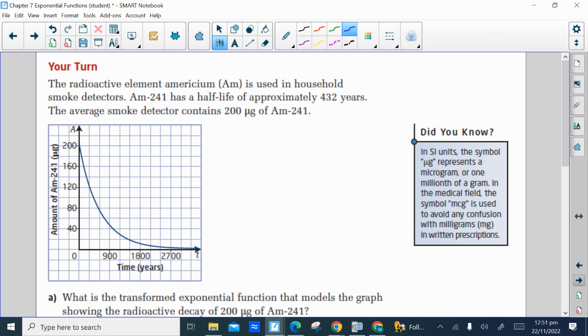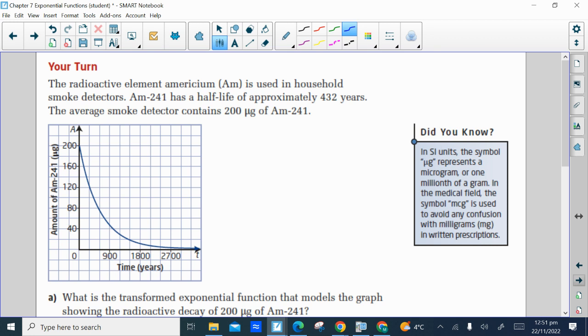So the next one, again, deals with a decay scenario. The radioactive element AM is used in household smoke detectors. AM-241 has a half-life of approximately 432 years. The average smoke detector contains 200 micrograms of AM-241. So we've got a graph there that shows the amount of AM-241 remaining. The half-life is 432 years.